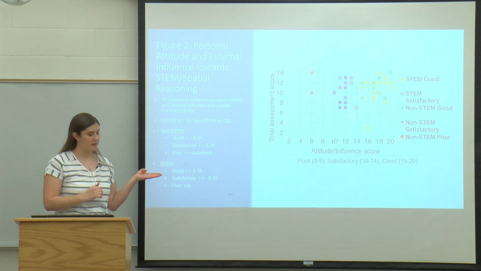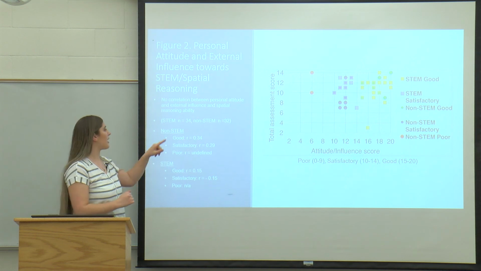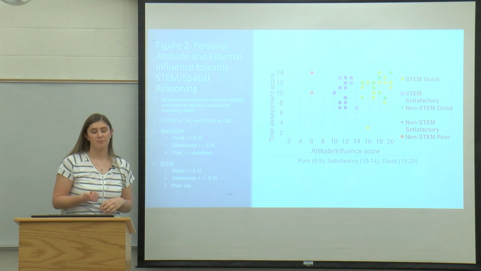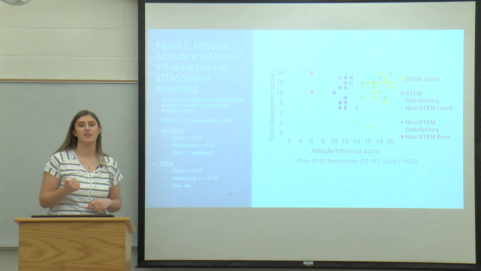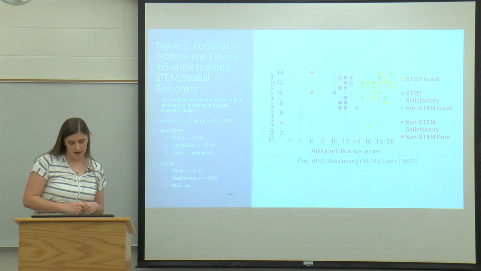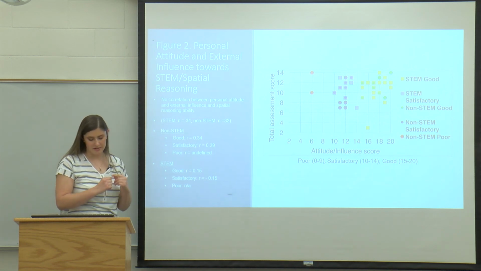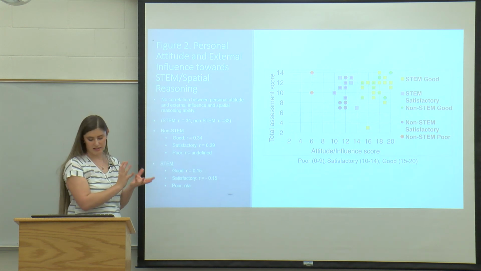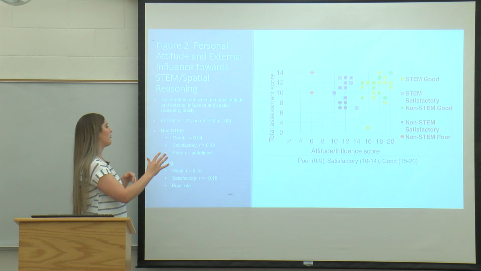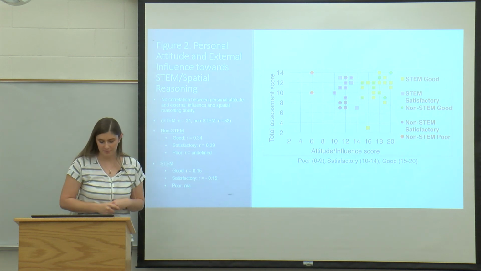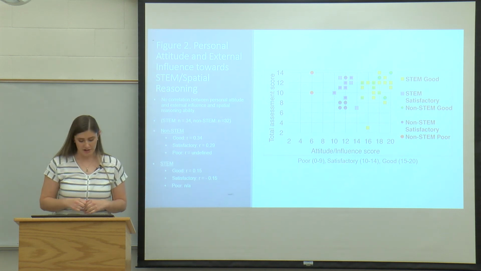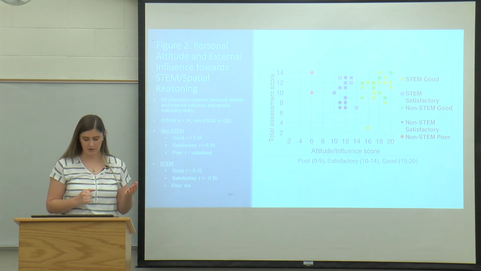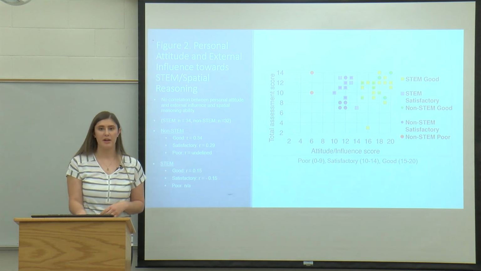non-STEM good and satisfactory influence scores, represented by the light green and the navy blue dots, we observe a weak positive linear relationship with our R values of 0.34 and 0.29. We can observe that the STEM good category, which is labeled as the yellow squares, is clustered in the top right corner, which is a higher total assessment score. However, generally, there is a lack of strong positive linear relationship between spatial assessment score and attitude and influence for STEM and non-STEM females.